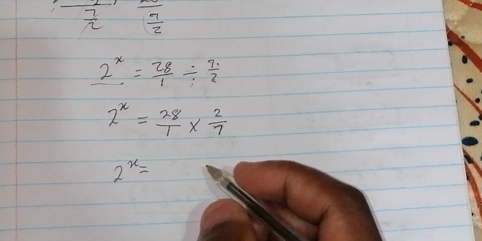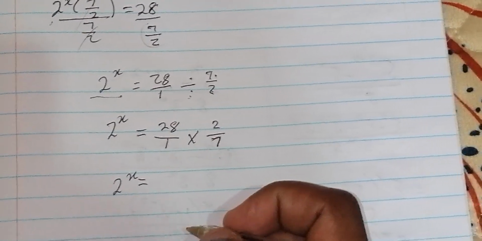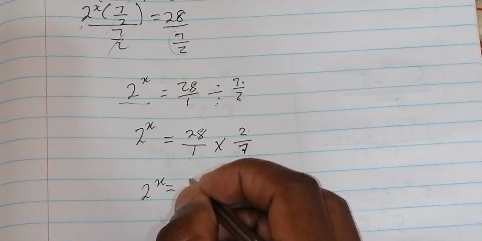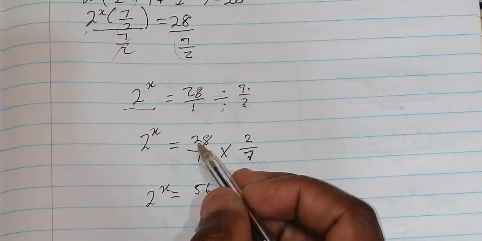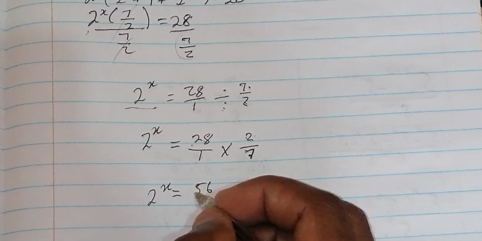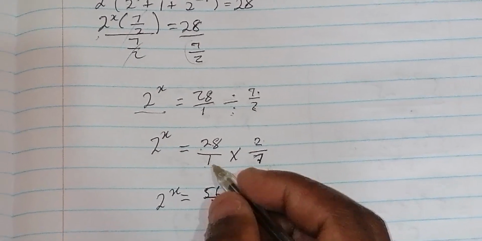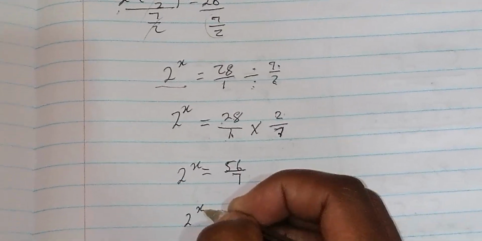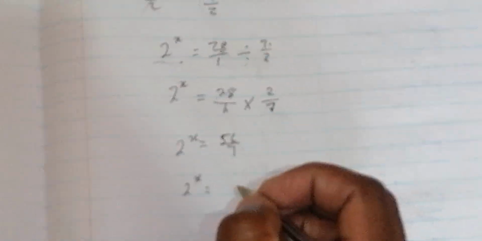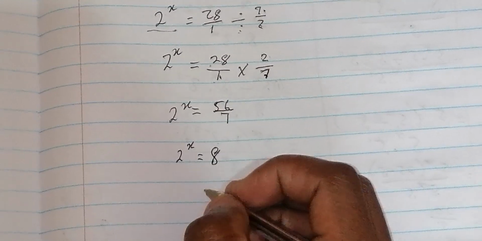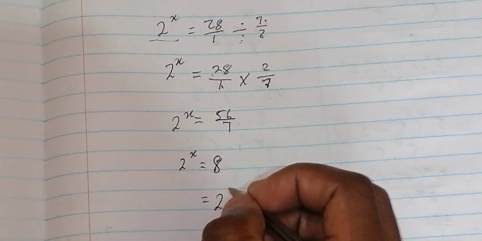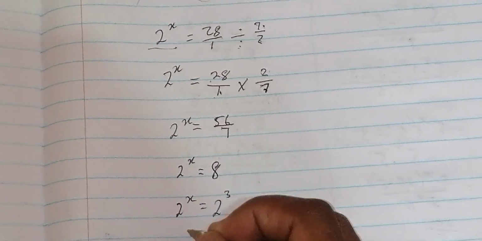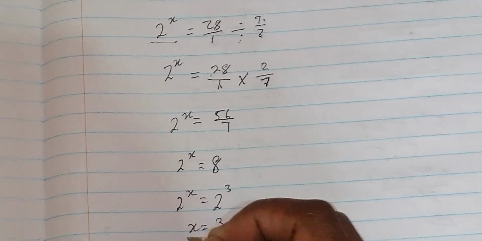Right? Now, there's no need for you to be in a hurry. Top by top, bottom by bottom, which is going to give you 56. This multiplied by this over 7. This multiplied by this, right? Which is going to give you 8. Remember, 2 to the power of 3 is equals to 8. So x is equals to 3.